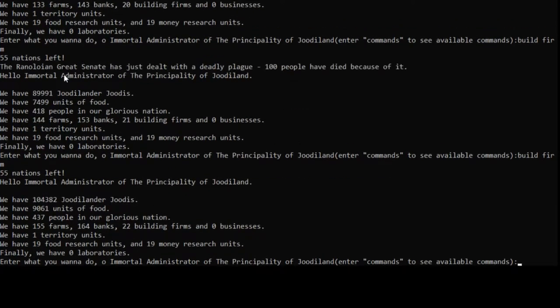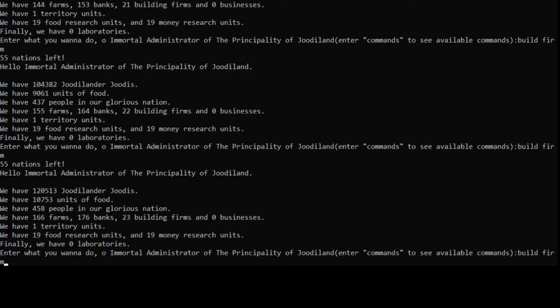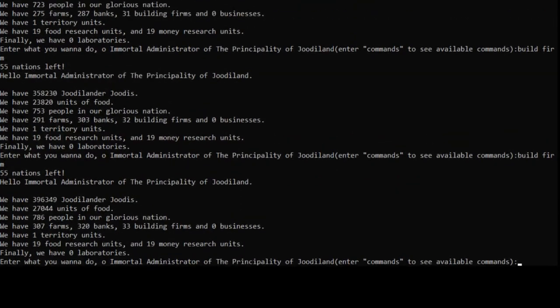The Randaloyan Great Senate has just dealt with a deadly plague. 100 people have died because of it. Shame, really? And that's how you basically get rid of cultures. Or if they all die in a war, you know? But that's about it.